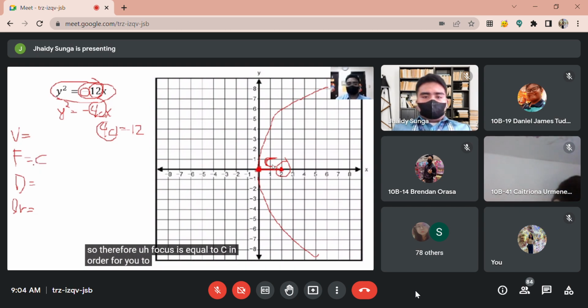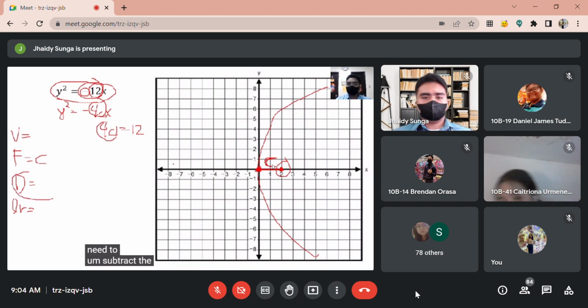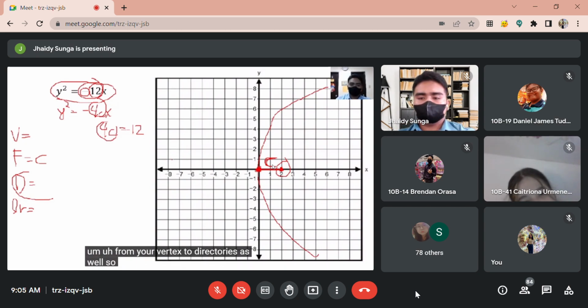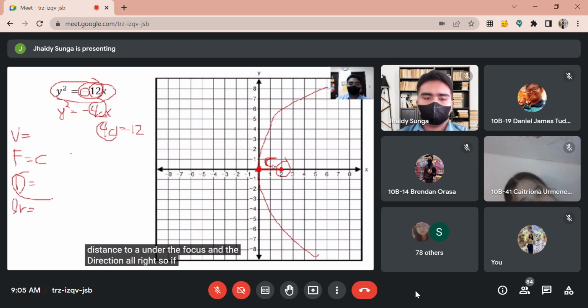In order for you to find the directrix, you need to subtract the value of this distance, because the distance from your vertex up to your focus is equal to the distance from your vertex to the directrix. So they are equal distances. So if you have the value of c, we're going to find it.